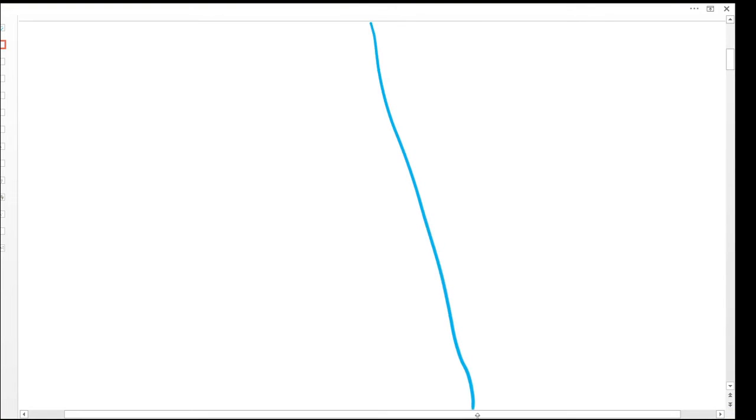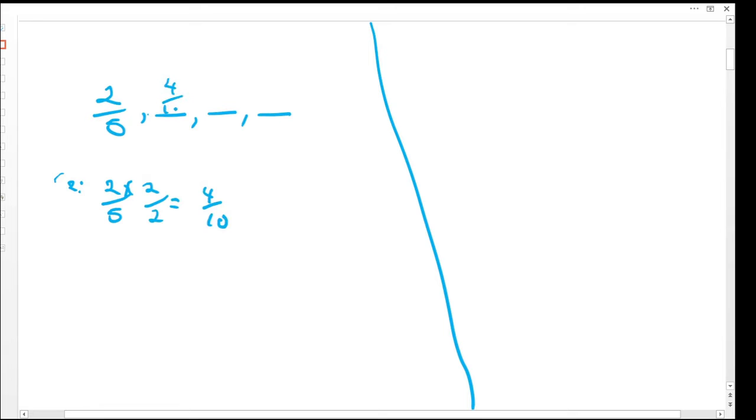So if now we are given 2 out of 5, to get the first one, the second one, and the third one. Actually, this one is the first one, then the second, third, and the fourth one. So we are starting with the second equivalent fraction. It will be 2 out of 5 by 2 by 2. We are getting 4 out of 10. So here we are having 4 out of 10.